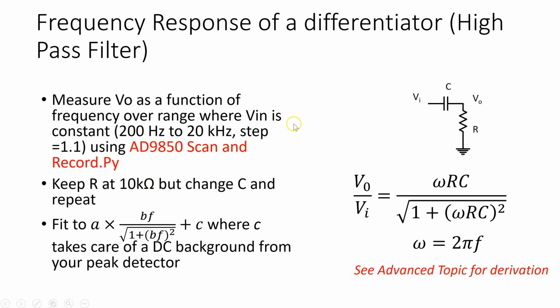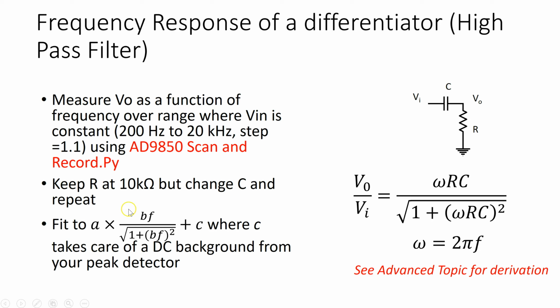Alright, let's do measurement on this circuit. We are going to keep our resistance at 10 kilo ohms, because we know that doesn't load up the AD9850, but we're going to choose different values of C and record the response of the circuit to a wide range of frequencies. To do that we're going to program our AD9850 using AD9850 scan and record.py, with a starting frequency of 200 Hz, a finishing frequency of 20 kHz, and a multiplier step of 1.1. This of course is the transfer function that we're interested in fitting to that data when it's recorded.